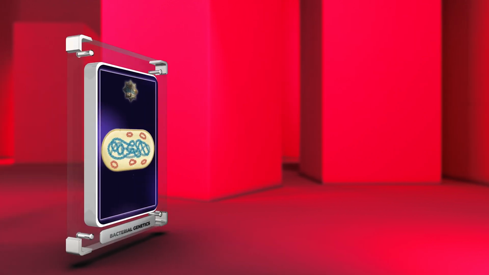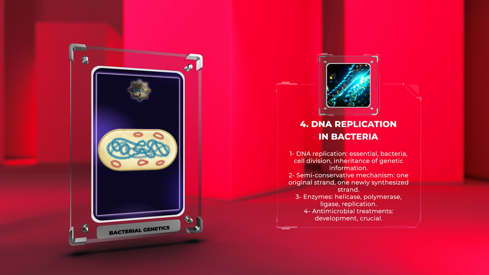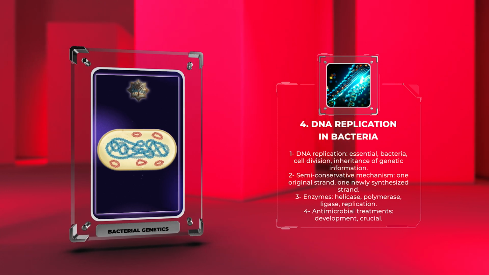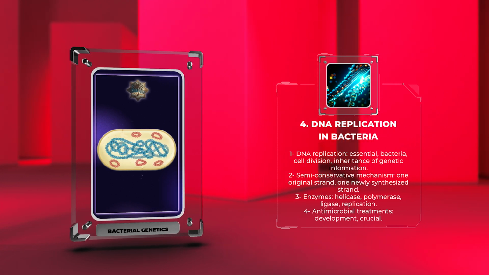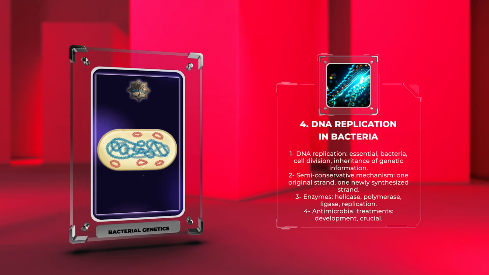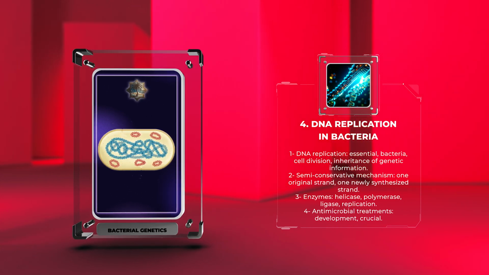DNA replication in bacteria is essential for cell division and inheritance of genetic information. It follows a semi-conservative mechanism, producing DNA molecules with one original and one newly synthesized strand. Enzymes like helicase, polymerase, and ligase participate in replication. This knowledge is crucial for developing antimicrobial treatments.